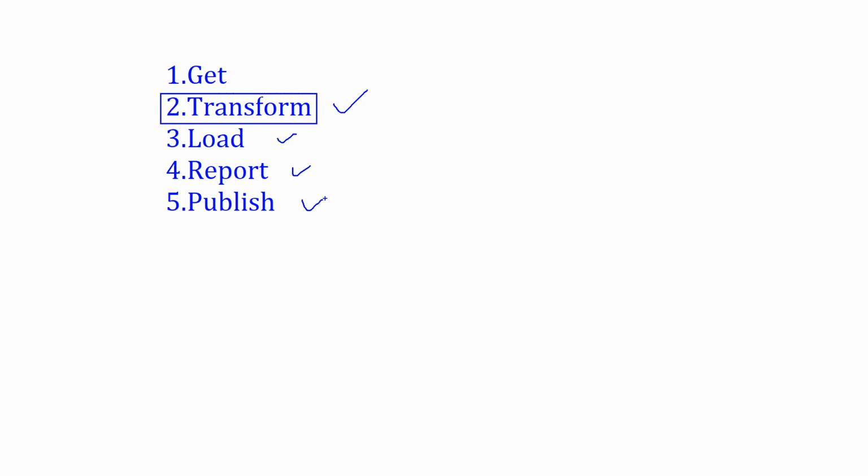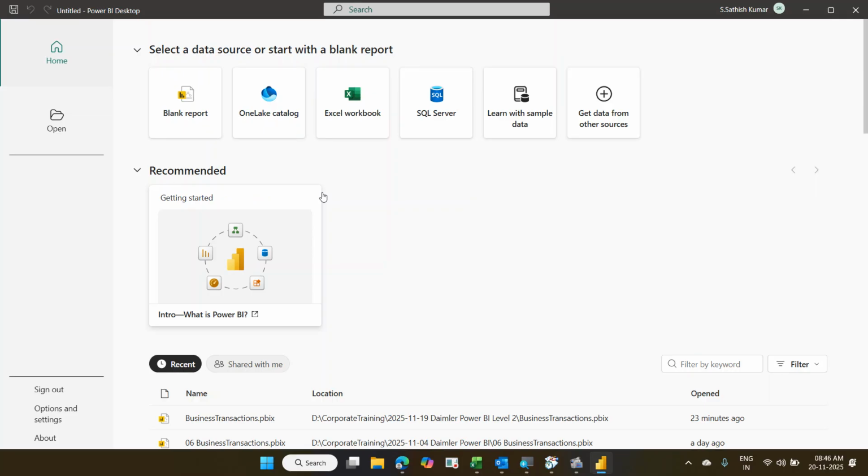You know, there are several methods of getting the data. One is you can go to the home tab, get data, or you can go to the canvas area, get data, file, get data. But in the latest version, there is an option straight away available here. You can get the data straight away from here. On your welcome screen itself, you can see that get data is available.